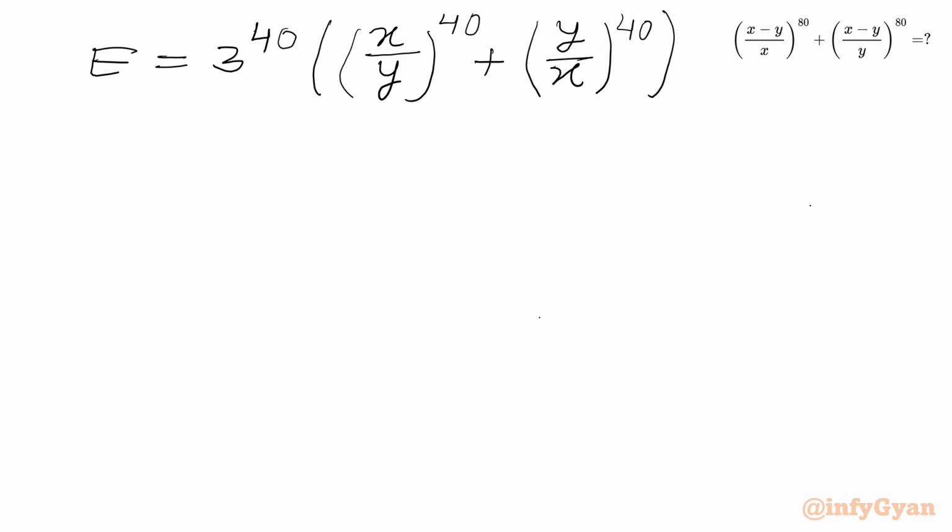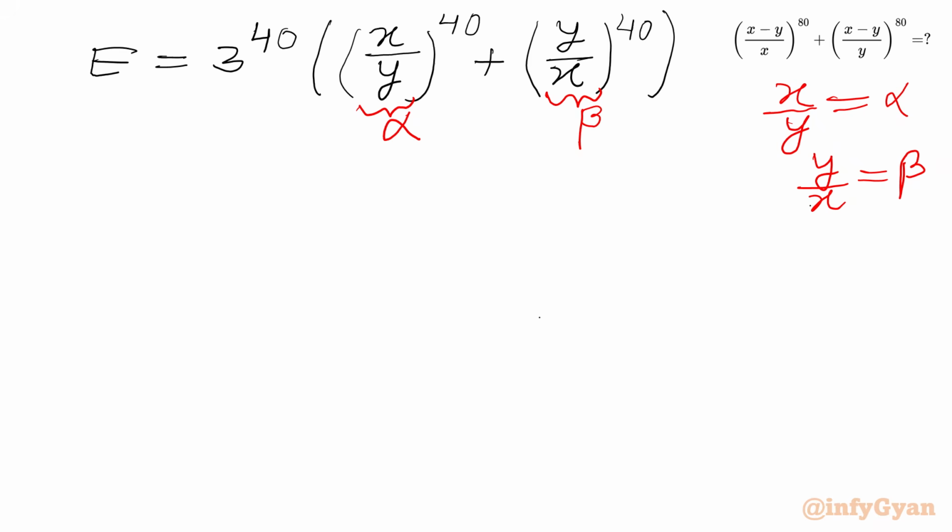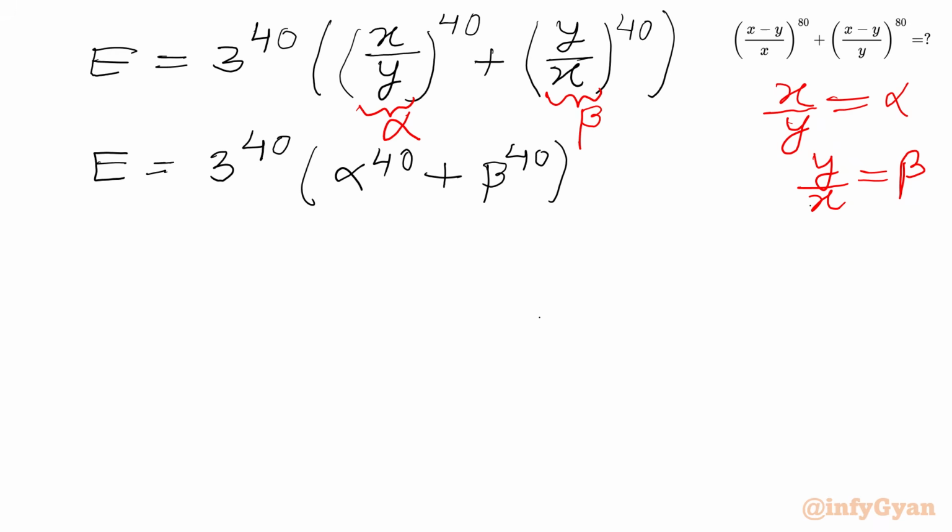Let's assume x over y is alpha, and y over x is beta. Let me write here x over y equal to alpha and y over x equal to beta. Now our required expression will change in terms of alpha and beta. We have to find 3 power 40 times (alpha power 40 plus beta power 40). This is our required expression now.